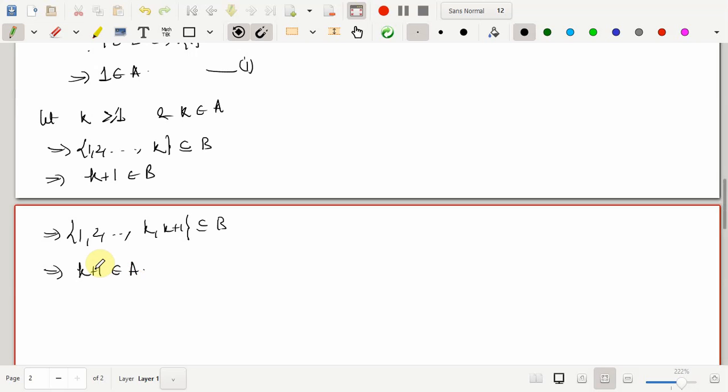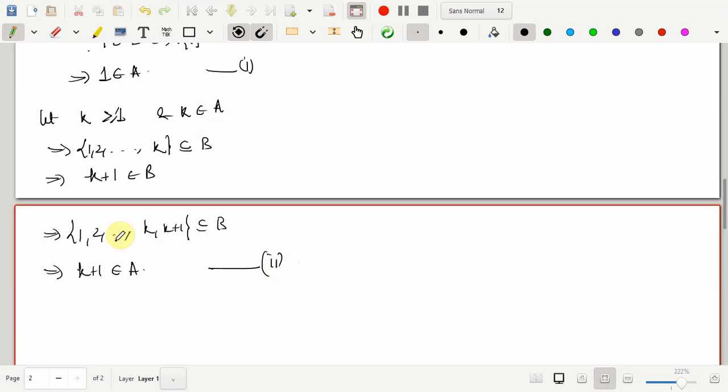So once k plus 1 is also in A, we started with k in A, we proved that k plus 1 also belongs to A. So this is the second condition of the induction principle we have proved, and therefore by the induction principle I can say that A, in fact the induction principle is also known as the weak induction principle, is the entire set N.